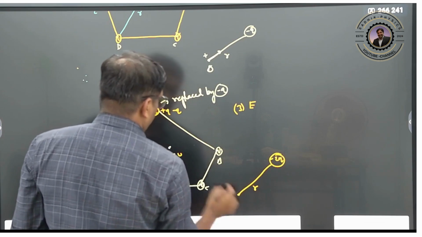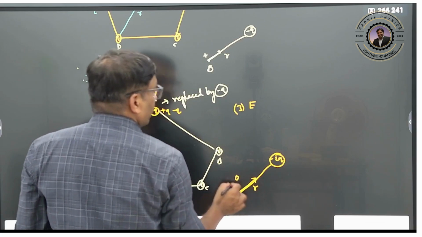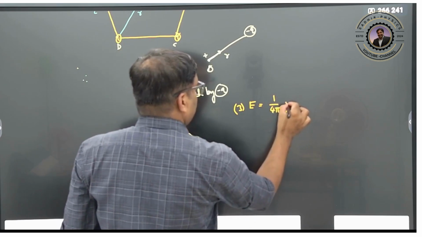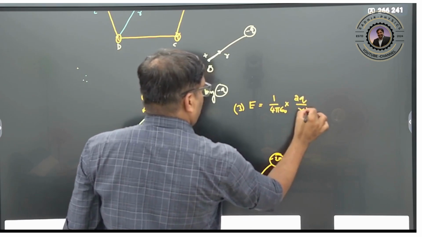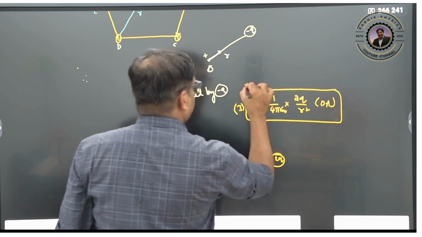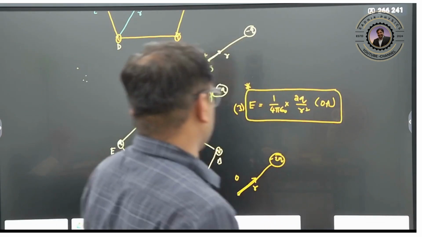So we want to calculate, this is A, suppose, therefore it will act along the OA. So how much will it be now? 1 by 4 pi epsilon naught into 2Q by R square along OA will be your electric field. Understood? In this way you can solve the problems very, very easily.